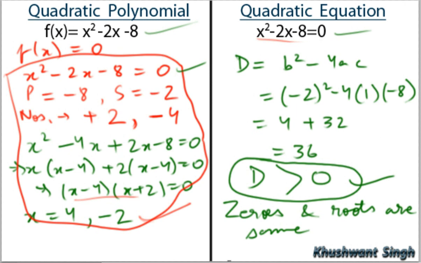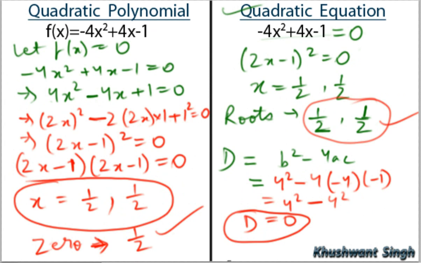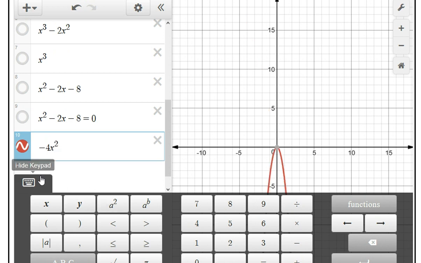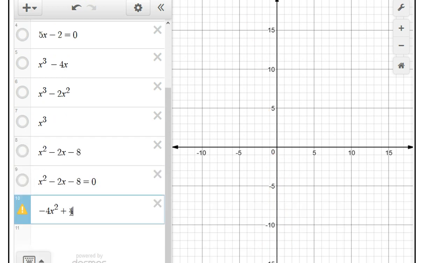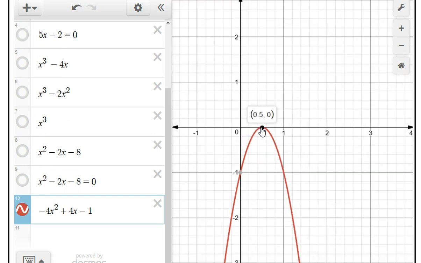Now let's move back to this example. Minus 4x square plus 4x minus 1. As you can see, it is just touching the x-axis and then bending back. Touching and going back.